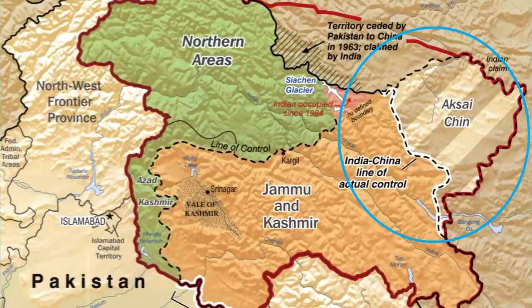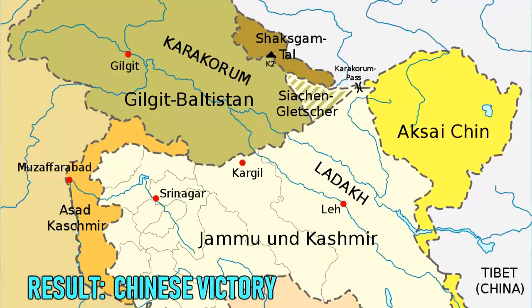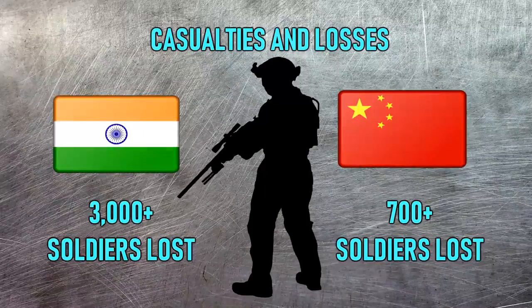The war ended when China declared a ceasefire on 20 November 1962 and simultaneously announced its withdrawal to its claimed line of actual control. The Indo-China War was also noted for the non-deployment of the Navy or Air Force by either the Chinese or Indian side. Result of the war: Chinese victory. Territorial changes. China captures Aksai Chin. Casualties and losses. India 3,000 plus soldiers killed. China 700 plus soldiers killed.